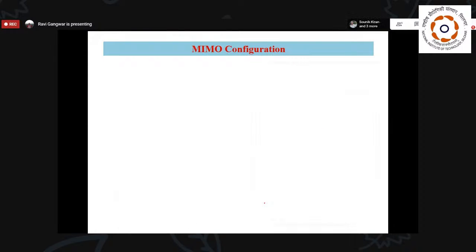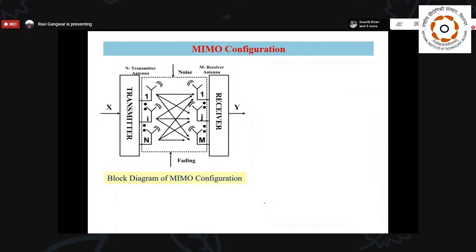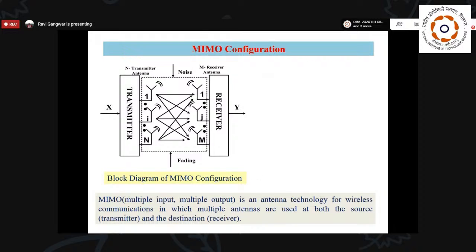Now we are going to go for the MIMO configuration. If we define MIMO, it means multi-input, multi-output. So we can say that it is the antenna technology for wireless communication in which multiple antennas are used at both the source and destination. That means we use more than one antenna at the transmitter side and more than one antenna at the receiver side. And in between we have the medium, and this medium plays a lot of role in adding noise and fading into your communication system.